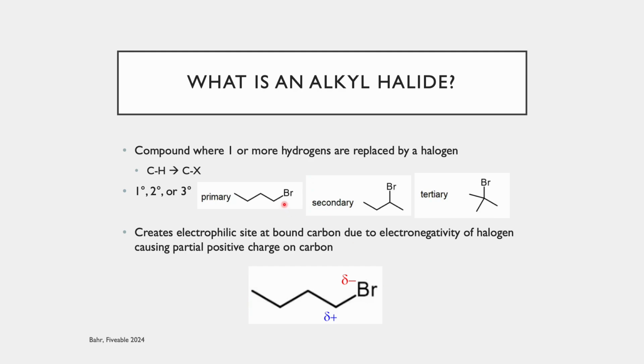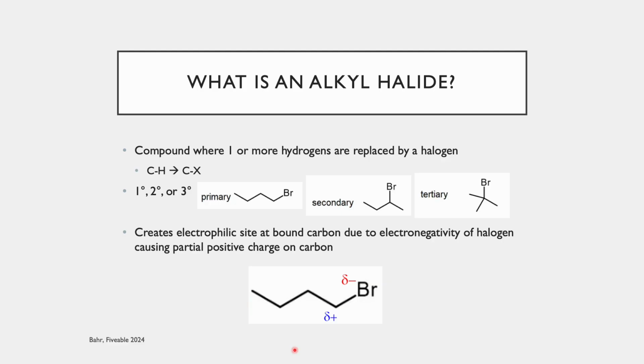So here you can see that this bromine is attached to a carbon that is only attached to one other carbon, so that's a primary. Here the bromine's attached to a carbon that's attached to two other carbons, which makes it secondary. And here the bromine is attached to a carbon that is attached to three other carbons, which makes it a tertiary.